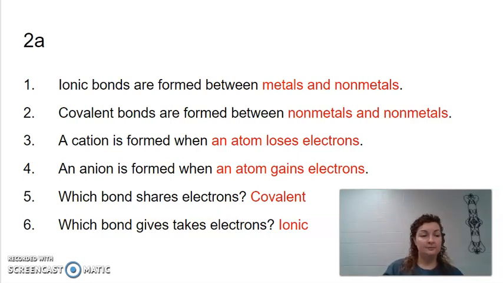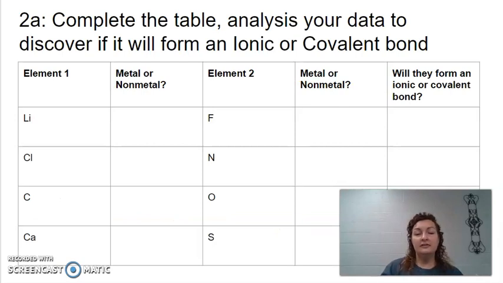That would be ionic. The next thing is going to be your data table that you're supposed to fill out here. And each one it says, first, is this element metal or non-metal? And then is this element metal or non-metal? And then what would it make? Pause the video, look this up, and see if you can figure this out before you look at the answers, okay?